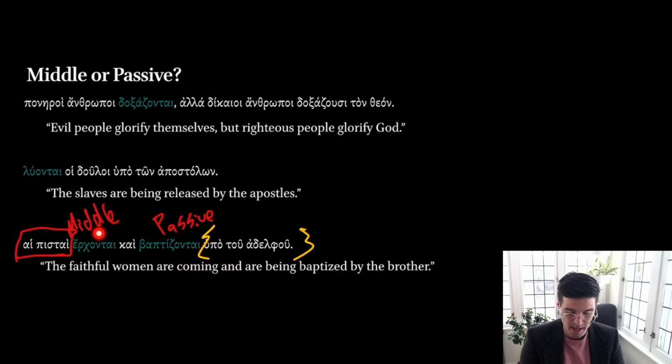But in the case over here, erkontai, we have a middle voice verb, and notice that it is translated actively. The faithful women are coming. So this is actively translated. So why might we have a middle voice verb that is actively translated here? Yes, absolutely, that's right, because it is deponent. So erkomai in the first person singular is a deponent verb that is going to take middle forms and be translated actively. So we have a middle deponent verb in this case.